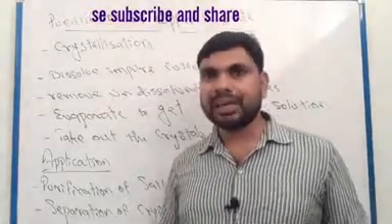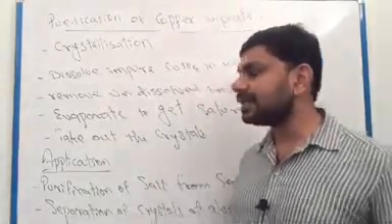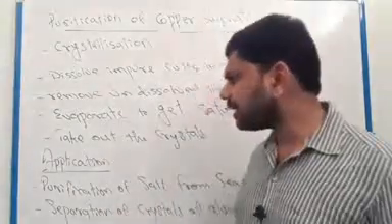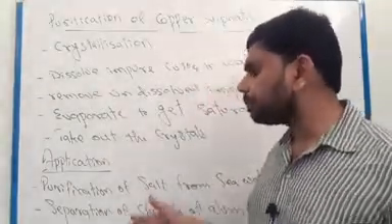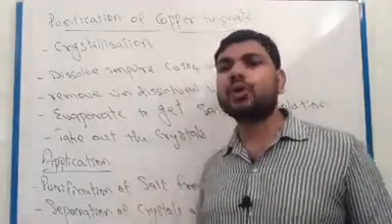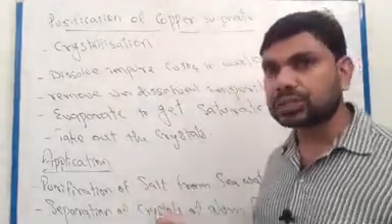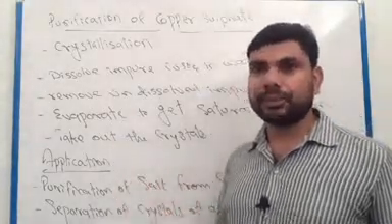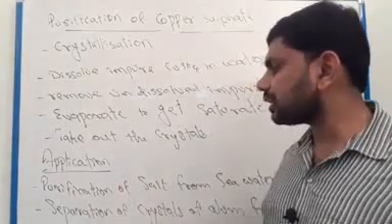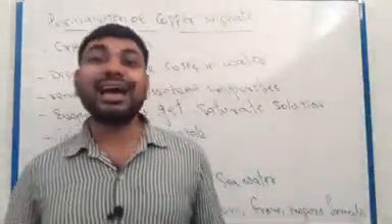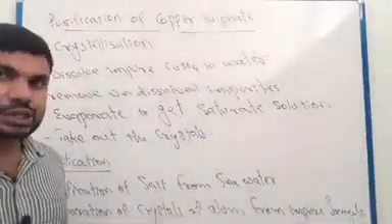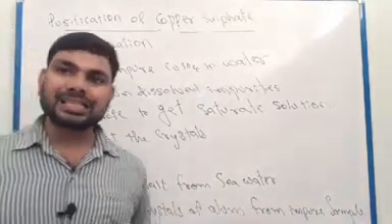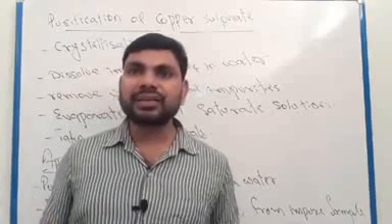Next we have to understand the applications of crystallization. What are the different applications? Here, purification of salt from seawater: we can purify salt from seawater by crystallization. And another application is separation of alum, separating crystals of alum from an impure sample. We can separate it by crystallization. These are the different applications.